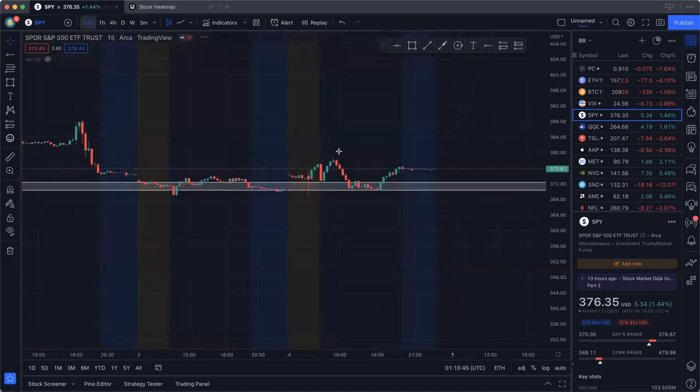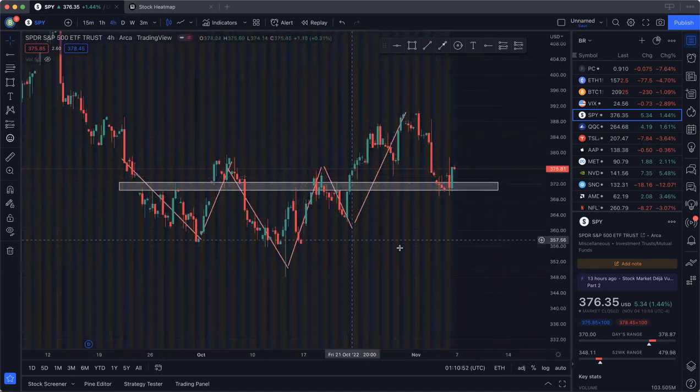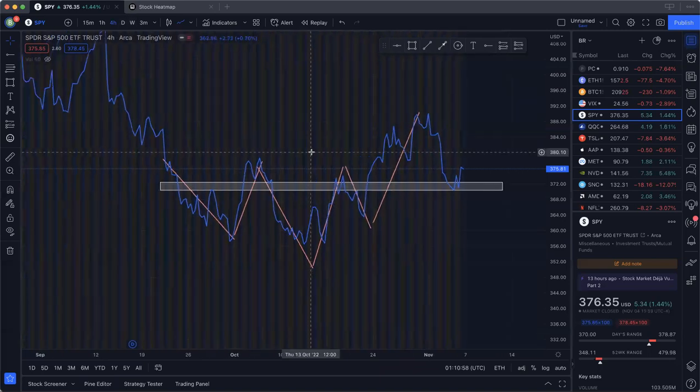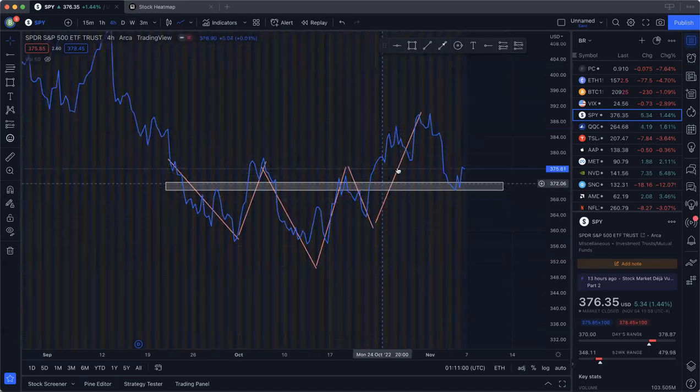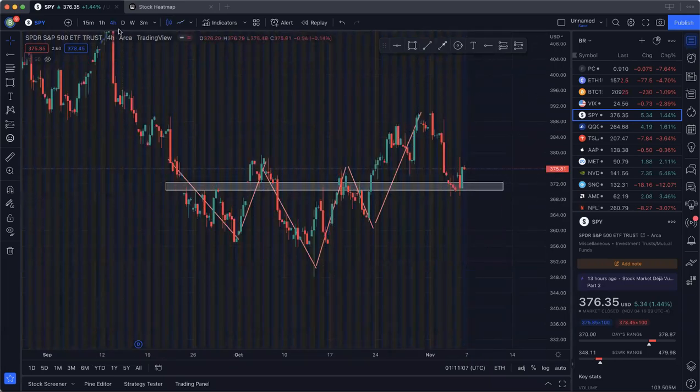Basically, we start on the 4-hour. We built our idea. We had this inverse head and shoulders. We had the breakout. We had the retest. If you look at the line chart, it might be a little easier to see, but basically we broke out of this area, came back down, retested it. So I go to the lower time frame.